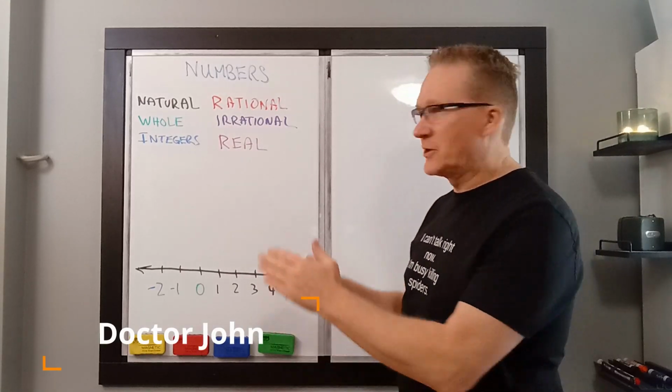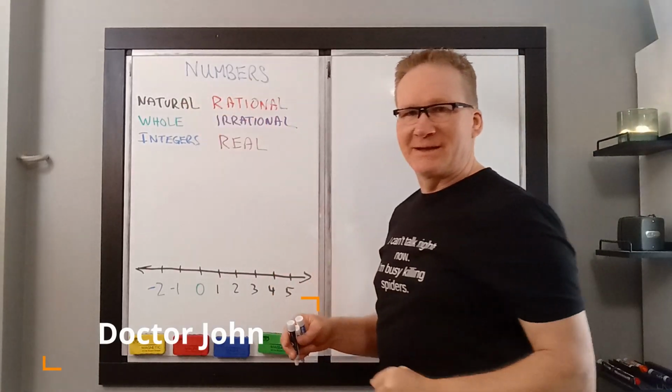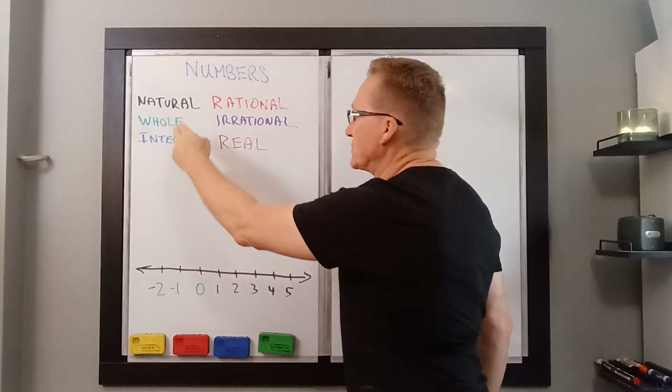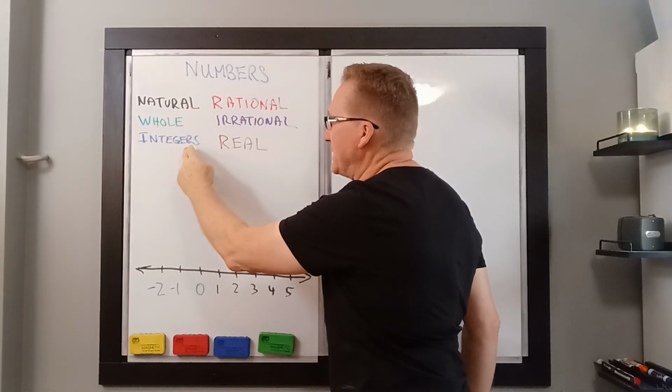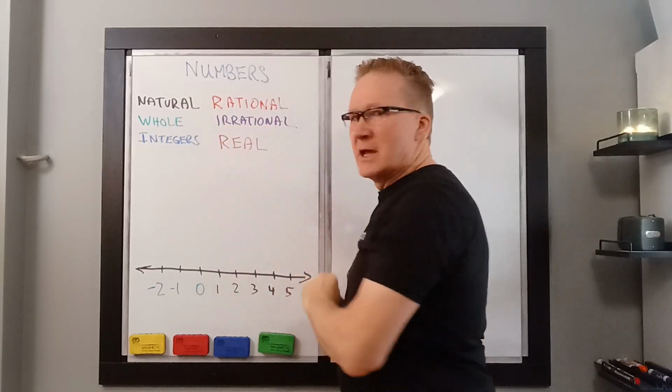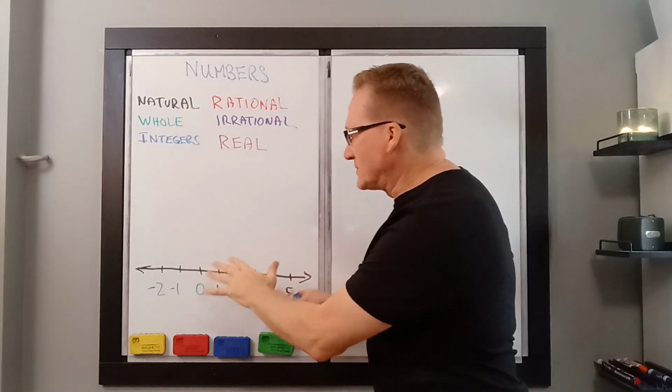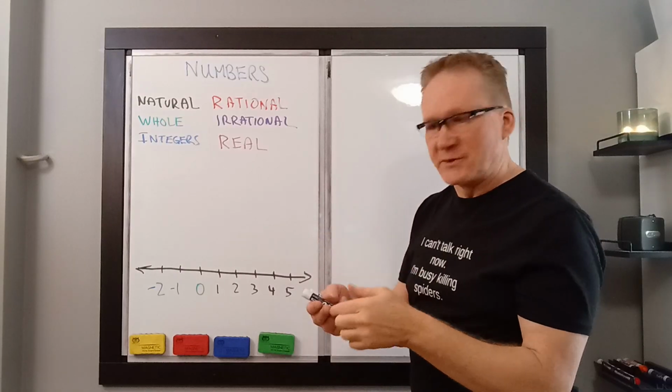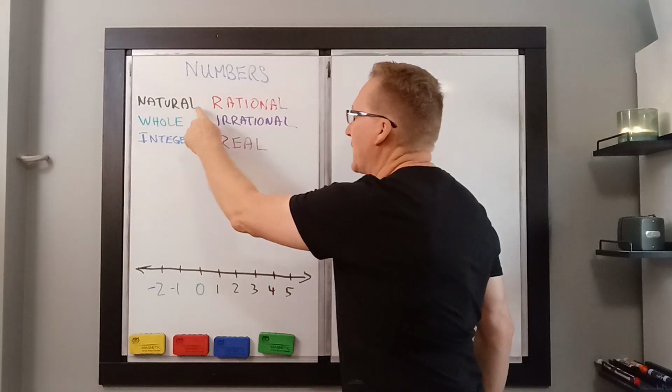I'm going to help you today to understand the different names we give to different types or sets of numbers. First of all, there are natural numbers, whole numbers, integer numbers or just integers, rational numbers, irrational numbers, and real numbers. And I'm going to use a number line to define some of them in different colors so that you can set them apart. First of all, natural numbers.